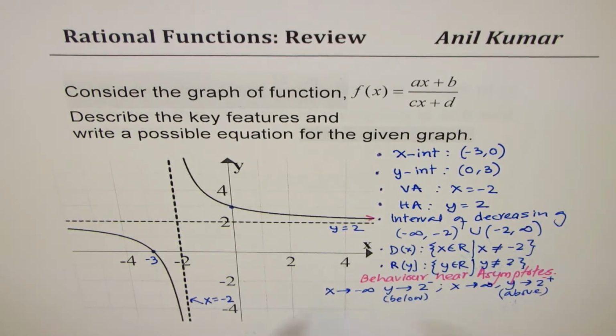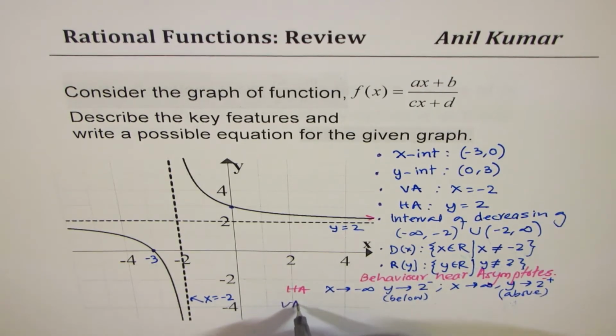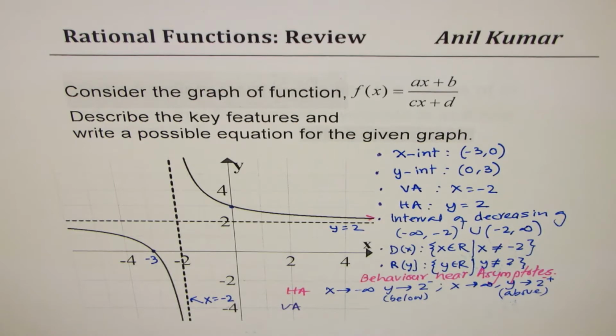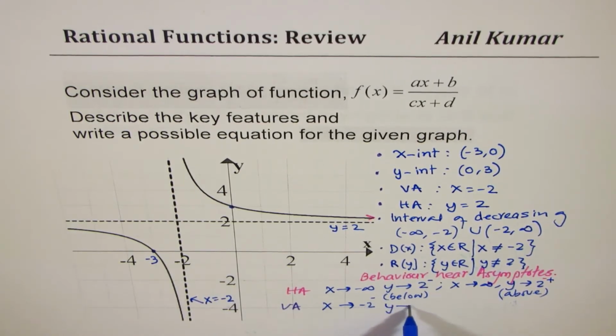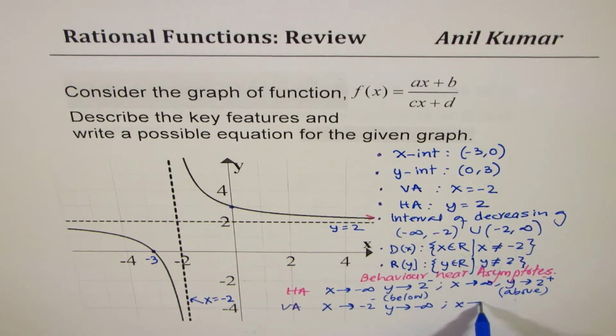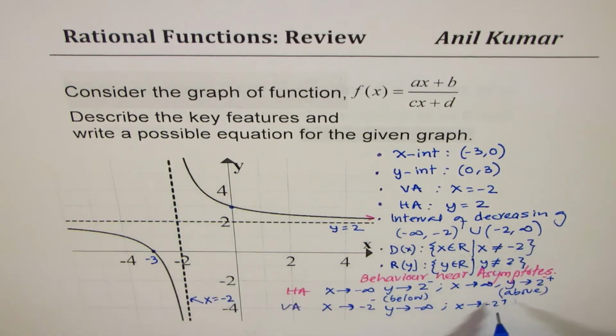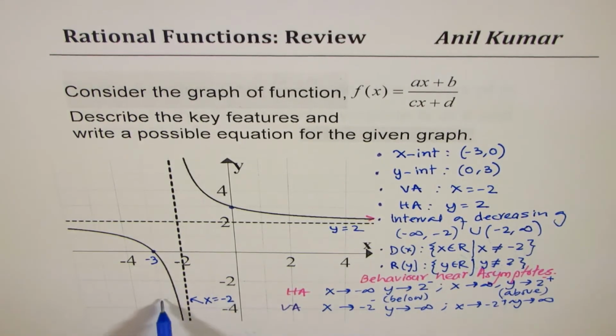That was for behavior near the horizontal asymptote. Now let's talk about the vertical asymptote. In the case of the vertical asymptote, you see that when x approaches -2 from the left side, that minus, then y approaches negative infinity, and when x approaches -2 from the right side, it approaches positive infinity. Are you getting the point? So we say left side and right side. Now that really completes all the key characteristics of this particular graph.